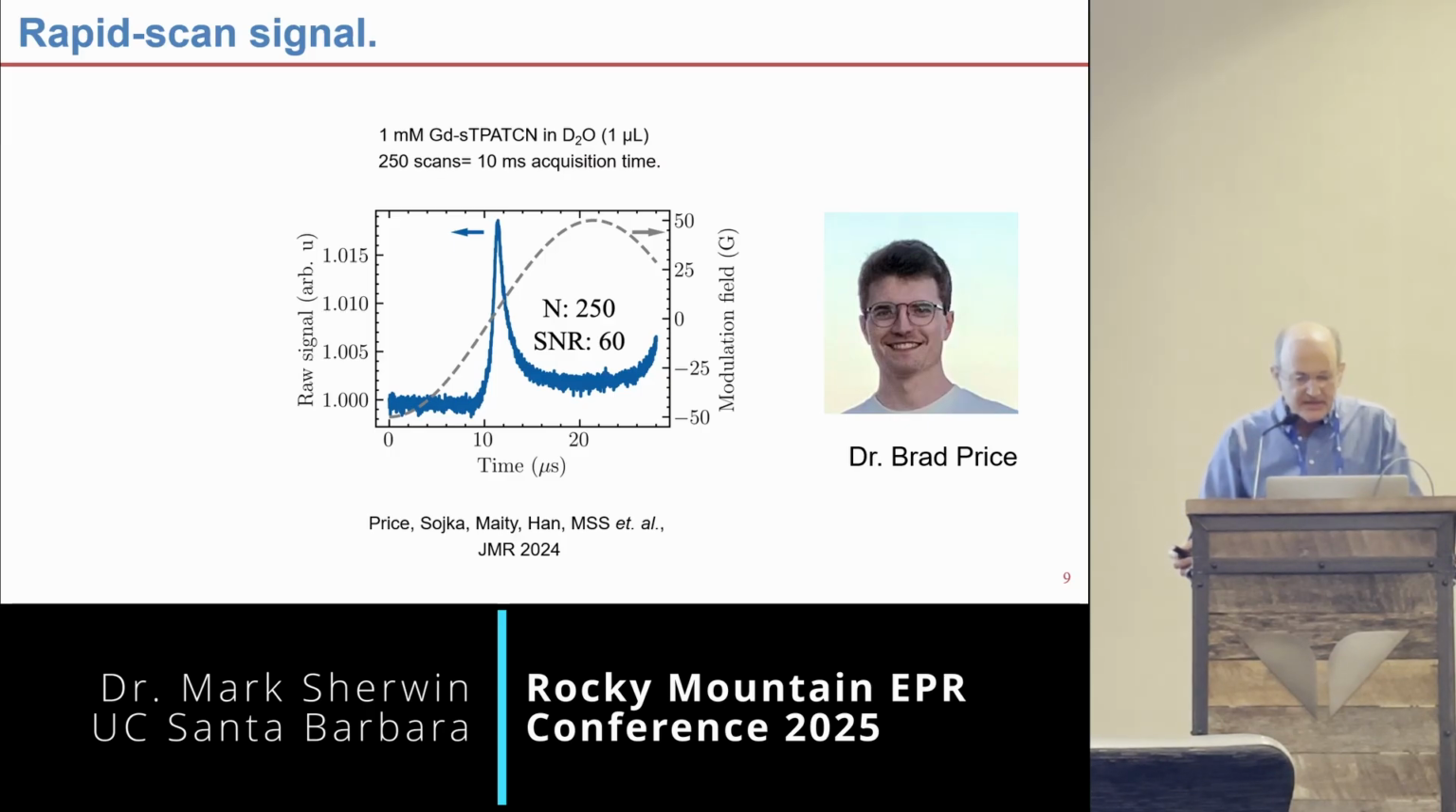So here is a rapid scan signal from 1 millimolar gadolinium TPA-TCN. Brad Price definitely carefully read all of the Eaton's papers and Mark Zeitlin's paper. So we're getting a signal to noise ratio of 60. In rapid scan, as many of you know, we have a magnetic field modulation here with a 50 Gauss amplitude. These lines are sufficiently narrow that that's enough to get the whole spectrum. Here we have a signal to noise ratio of 60 with 250 scans, which corresponds to 10 milliseconds.